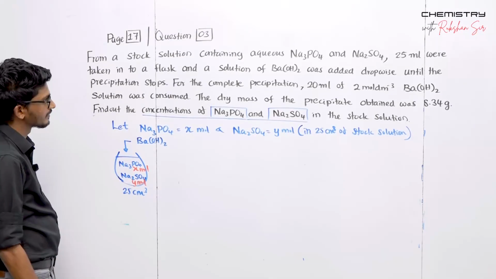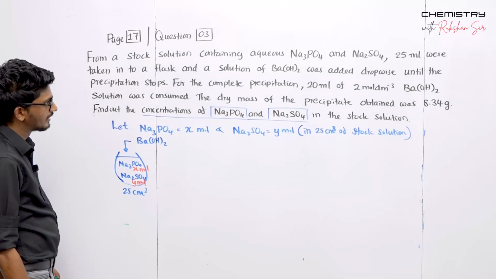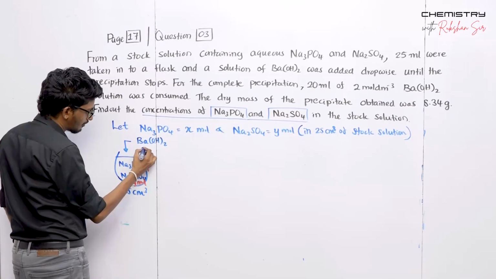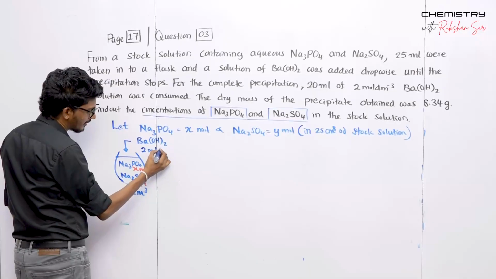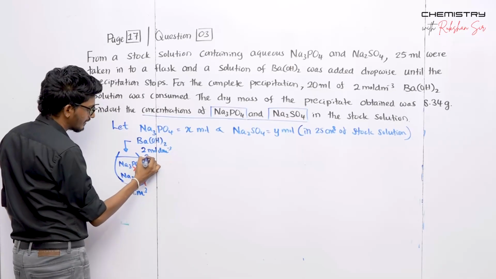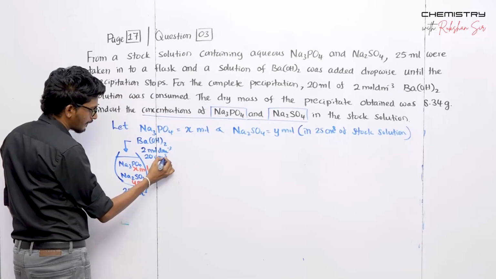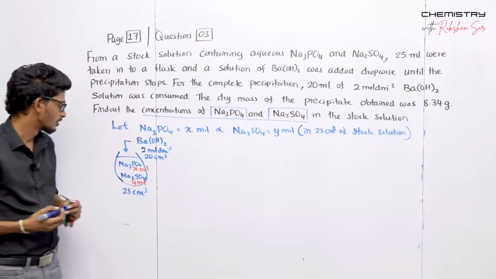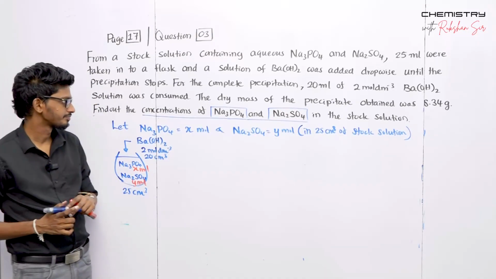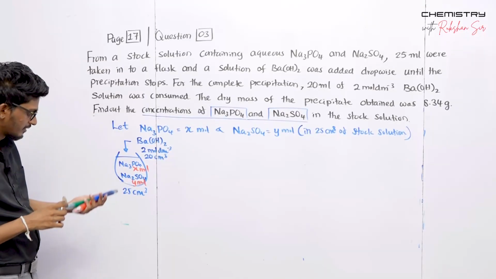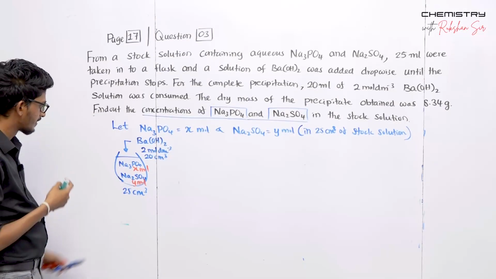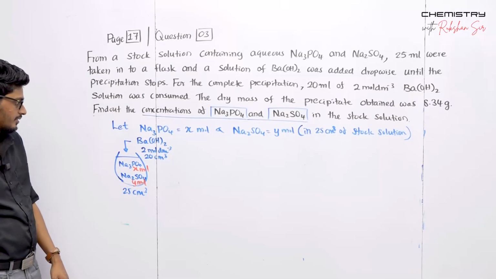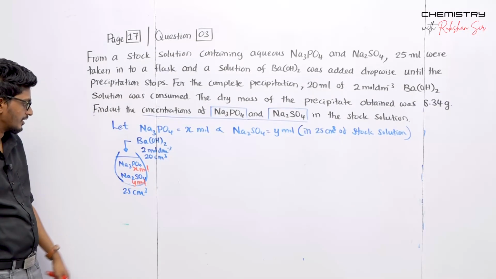So what about the consumption of barium hydroxide? It was 20 milliliters of 2 molar solution. That is the consumption of barium hydroxide to totally react with the stuff appearing in the solution. So this is the picture. So let's try to come up with the balanced chemical reactions out of this procedure.